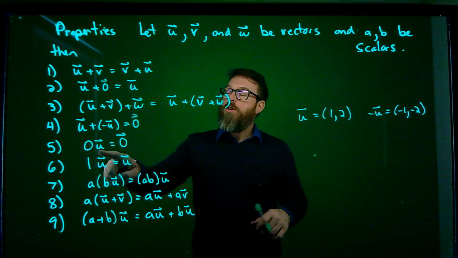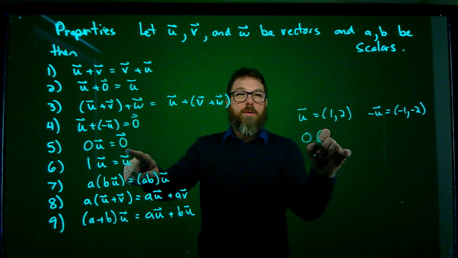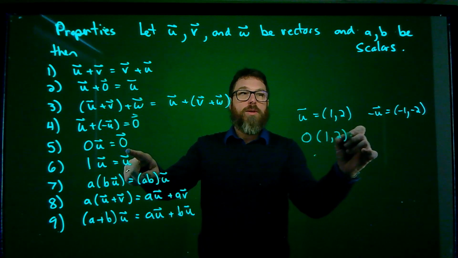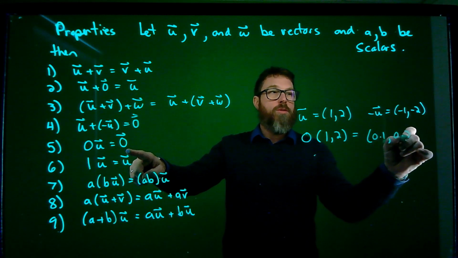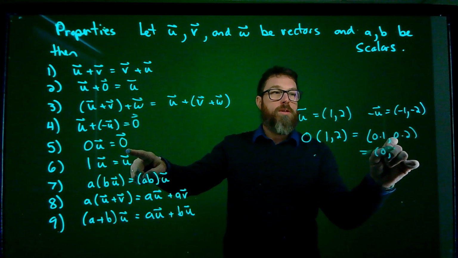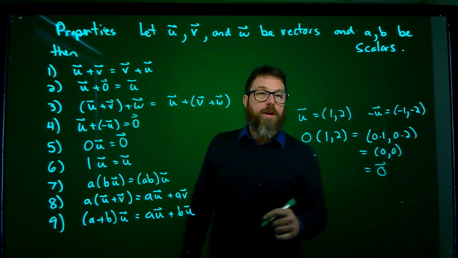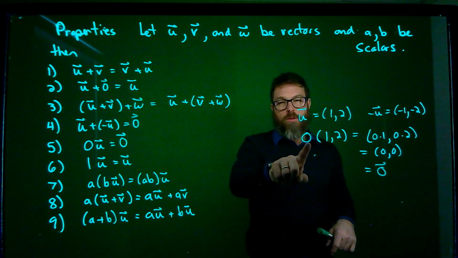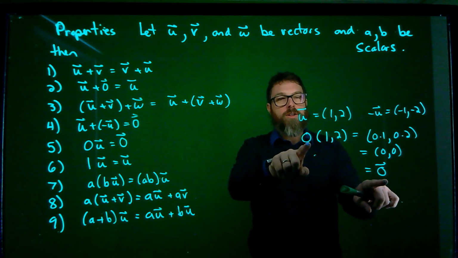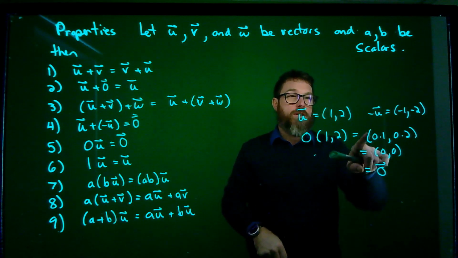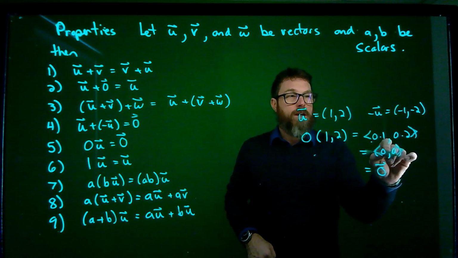0 times u is going to be equal to 0. So if I take a scalar 0 and multiply it by, let's just say that 1 comma 2 again, well, when we distribute this through, this is going to be 0 times 1, and this is 0 times 2, giving us 0 comma 0, which is the 0 vector. So we have to be careful of the difference between the 0 scalar, which is a whole number, and the 0 vector, which is going to be components. So I should write them like this, just to verify that we're talking about vectors.